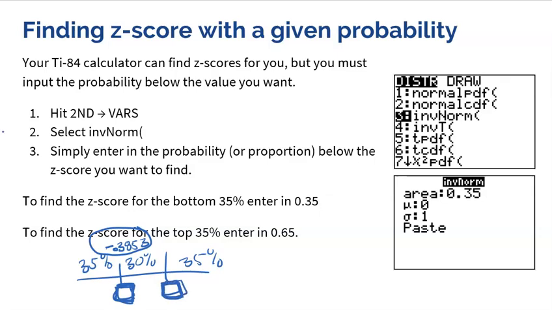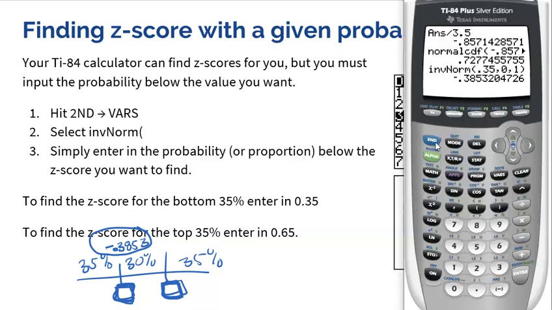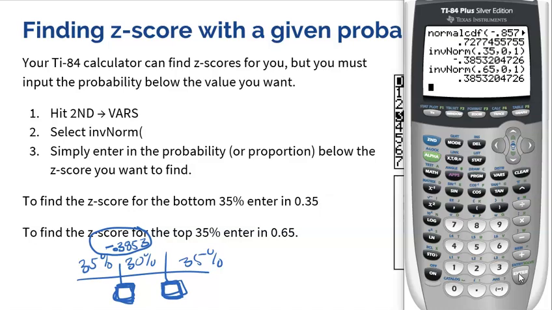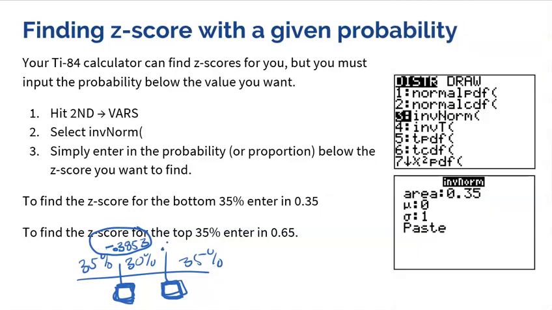All right, now I have to find the z-score at the top. What percent is below that? Well, remember, invert norm only wants the percent below. So below that would be the 30 and the 35, a total of 65% below that box. So when I go back to invert norm here, I'm going to type in 0.65 this time, and I get positive 0.3853.